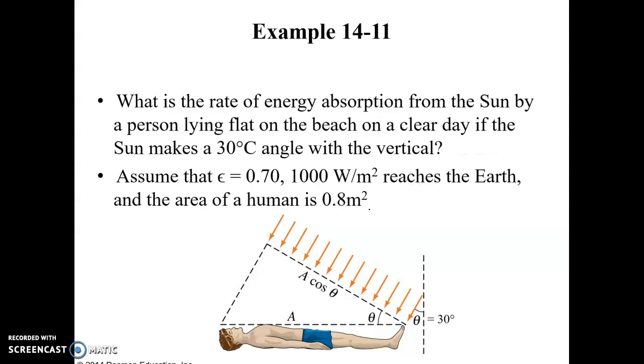And so let's look at an example problem using that equation. We want to know what is the rate of energy absorption from the sun by a person lying flat on the beach on a clear day if the sun makes a 30-degree angle with the vertical. Assume that the emissivity of a person is 0.70, and the energy per area of the sunlight is 1,000 watts per square meter, and the area of the human, in this case, is 0.8 meters squared.